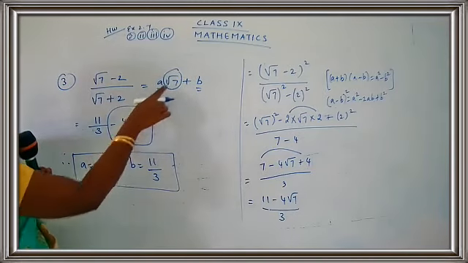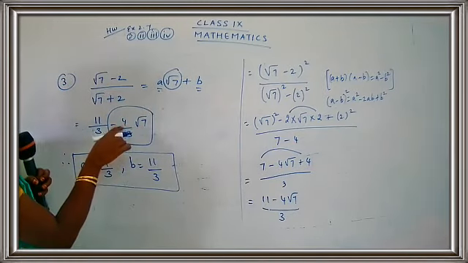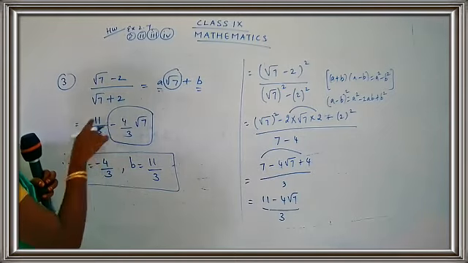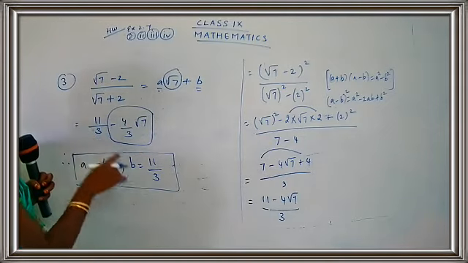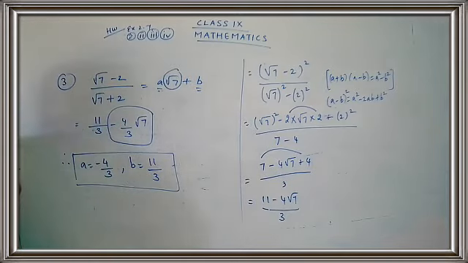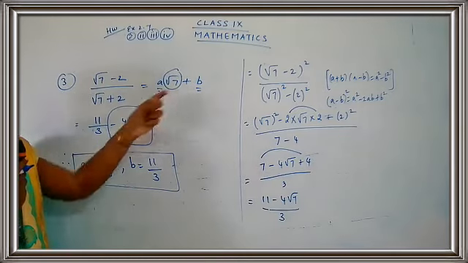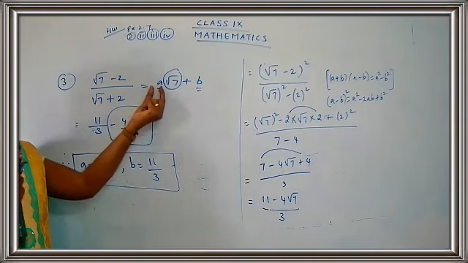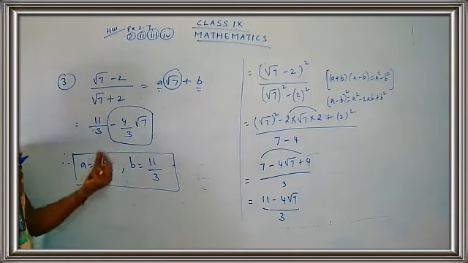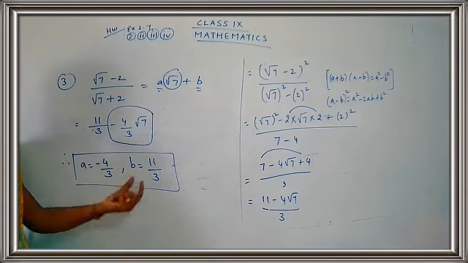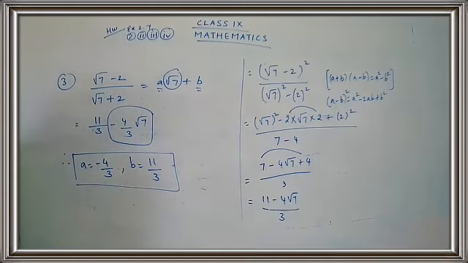So whatever is with root 7 is the A value. So what is the value for A? It's minus 4 by 3. And the number part is B. So you have 11 by 3 as B, and you have A as minus 4 by 3. Are you getting my point, children? So A root 7 plus B. What is with root 7? Minus 4 upon 3. What is minus 4 upon 3? It's A. What is left out? That's B. What is the number here? It's 11 upon 3. So the value for A is minus 4 upon 3 and the value for B is 11 upon 3.